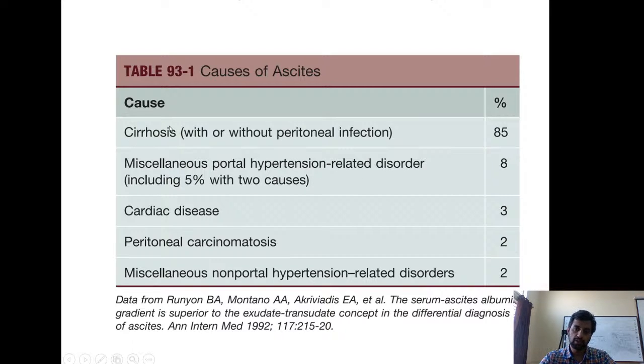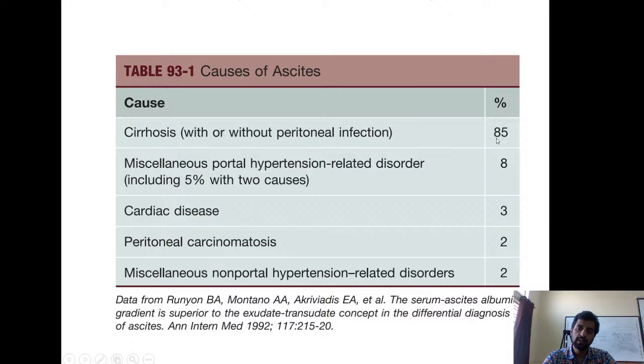See, cirrhosis is not the only cause of portal hypertension. There are other causes like Budd-Chiari syndrome, alcoholic hepatitis. All of these cause portal hypertension. So the other causes of portal hypertension account for another 8%. Cardiac disease accounts for 3%. Peritoneal carcinomatosis 2%, and miscellaneous non-portal hypertension related 2%.